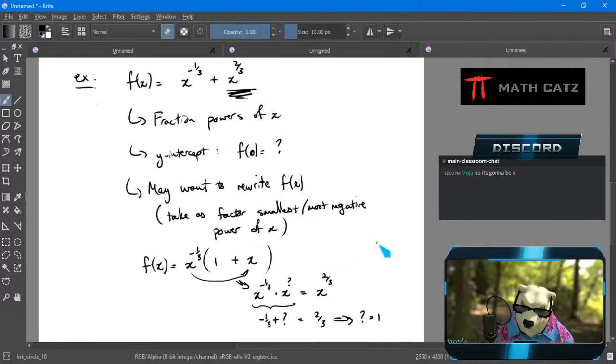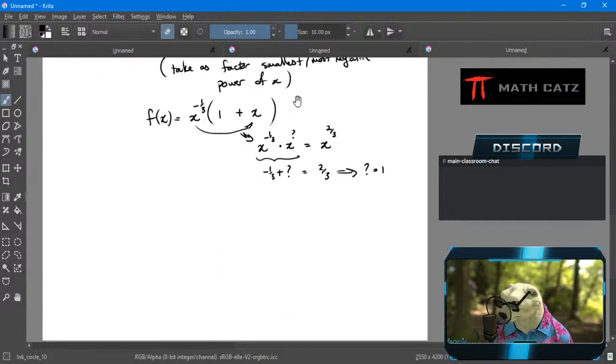Now I'll admit this is not necessarily the simplest thing for you at this stage, and that is okay. But that is not a reason to avoid it. That is a reason to do more of it, spend more time on it, so that it becomes super comfortable. Because often, for fraction powers of x, rewriting it this way is going to make my life so much easier.